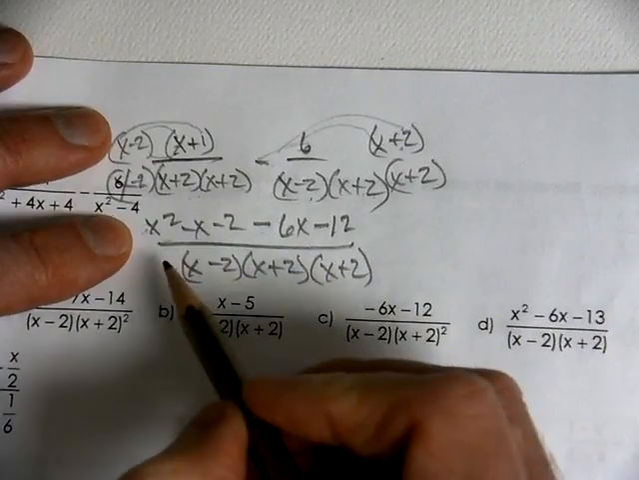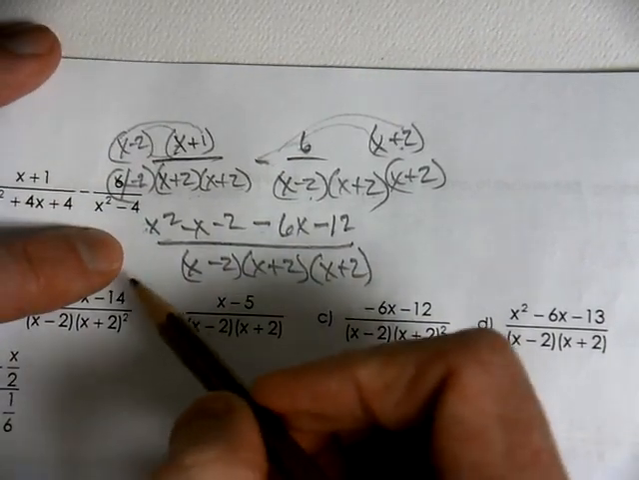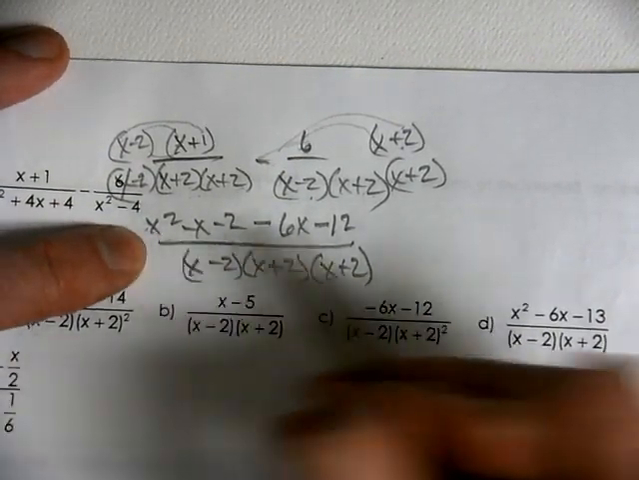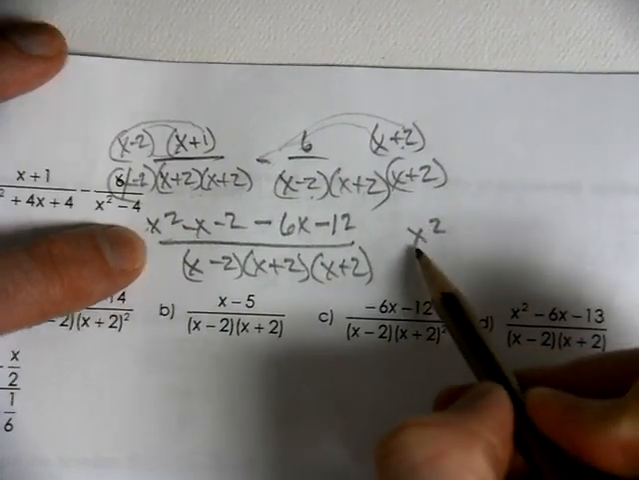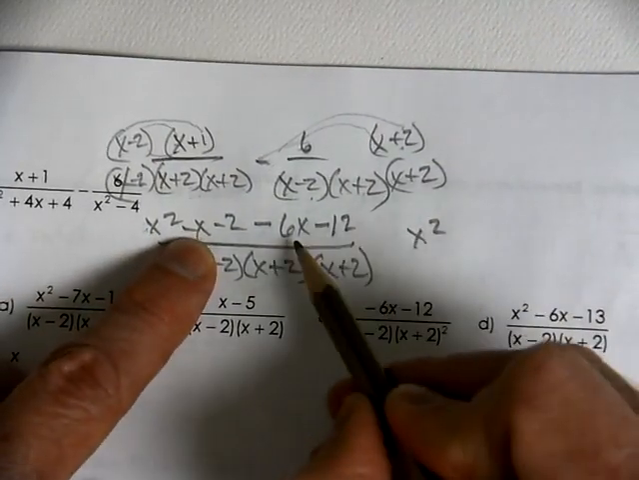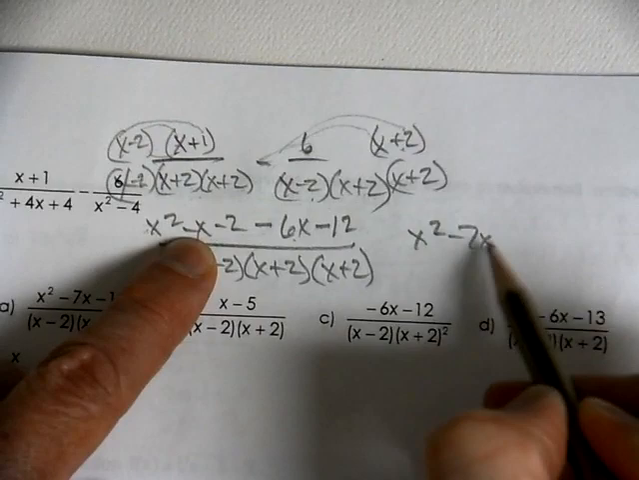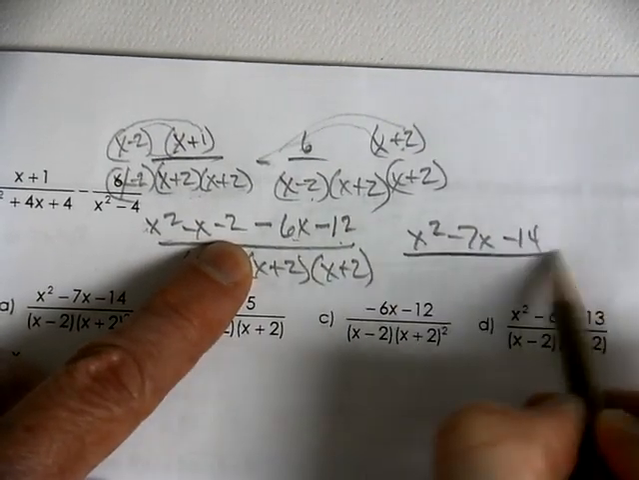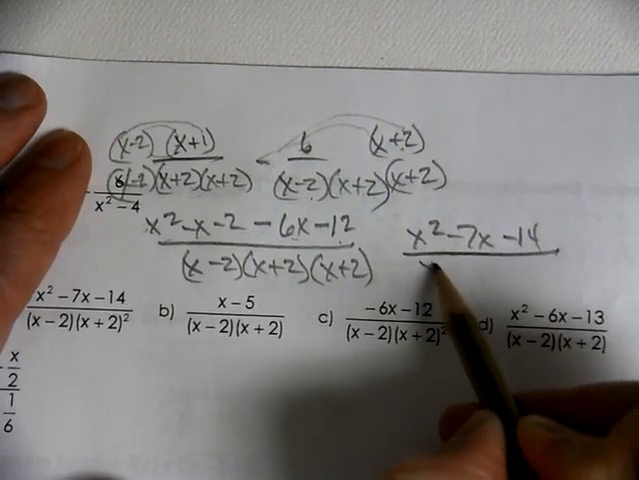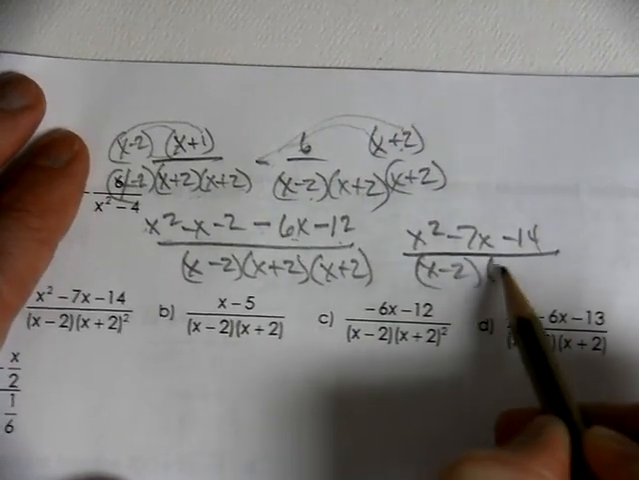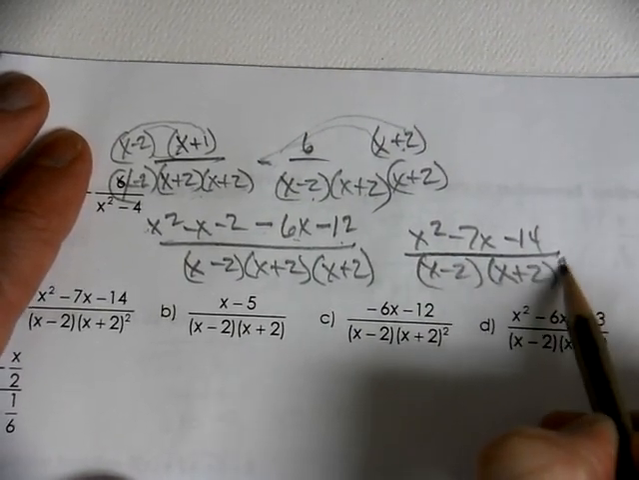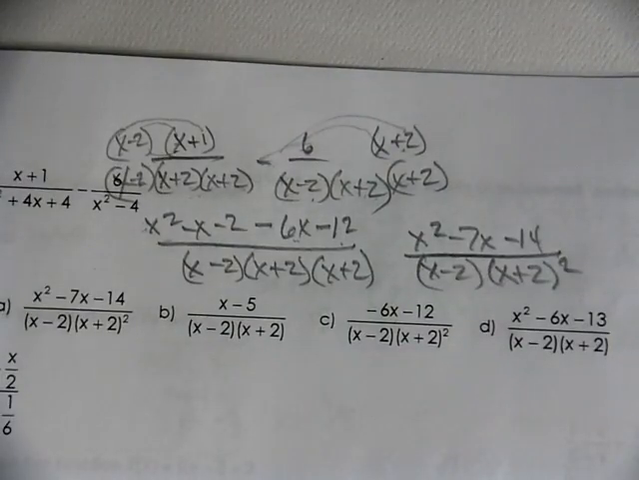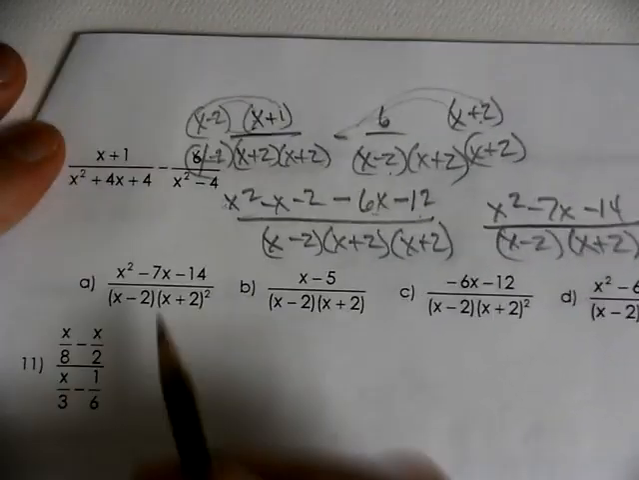So, collecting our like terms, we have x squared minus 7x minus 14 over x minus 2, and that's x plus 2 squared. That looks like it's letter A.